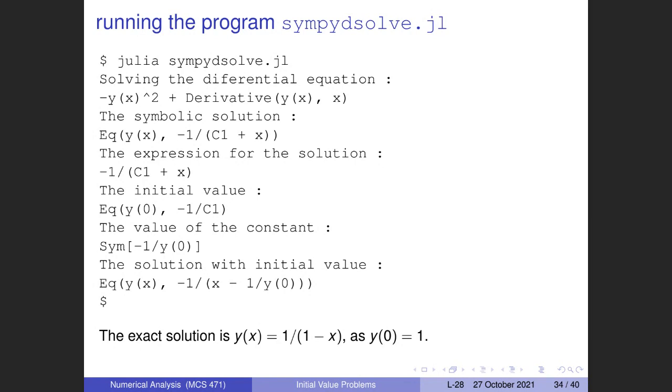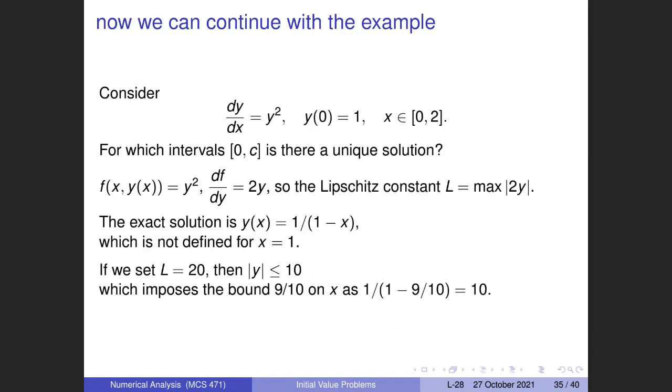All right, so with that exact solution, we can then compute the Lipschitz constant. So we can continue now with this example. What we ended with was that the Lipschitz constant is the maximum over this interval, so the maximum of 2y. So how high can we take L?